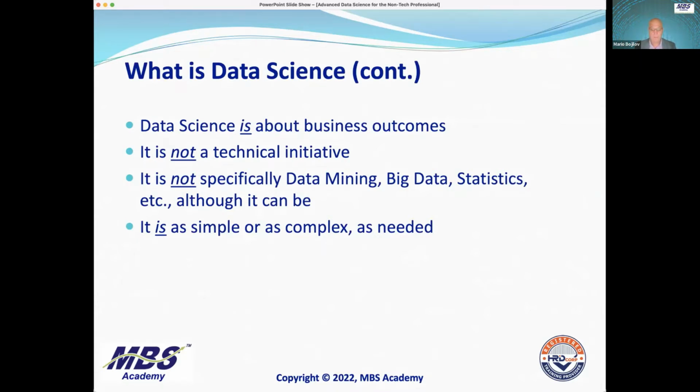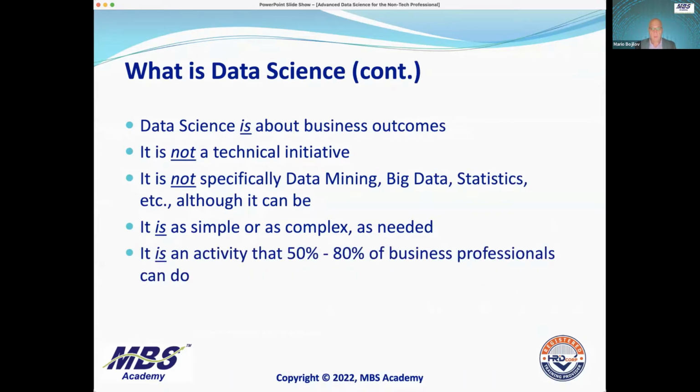It is the same here. So do not think that it needs to be something extremely complex. Actually, the most logical thing is that you can start simple and then move on from there. And also, it is an activity that 50 to 80% of business professionals can do. Now, I'm not saying 50 to 80% can do the complex stuff, but some of the foundational things in data science, 50 to 80% of the people can do.